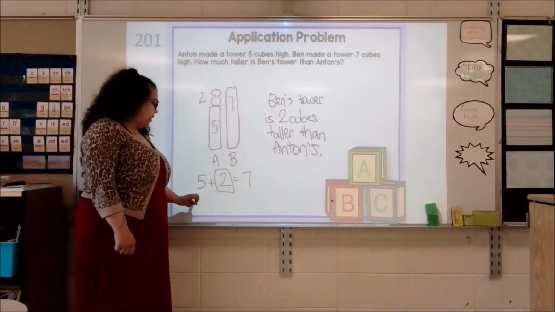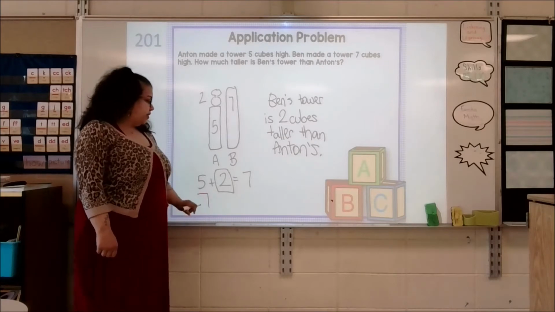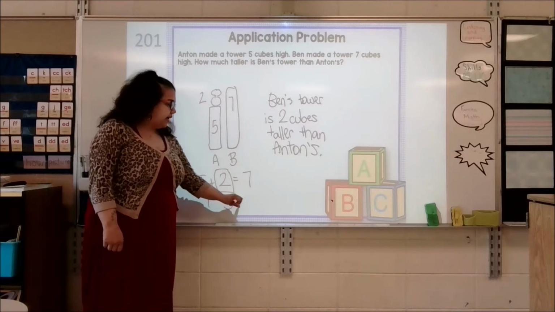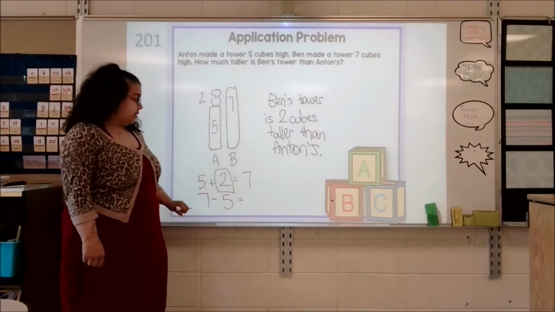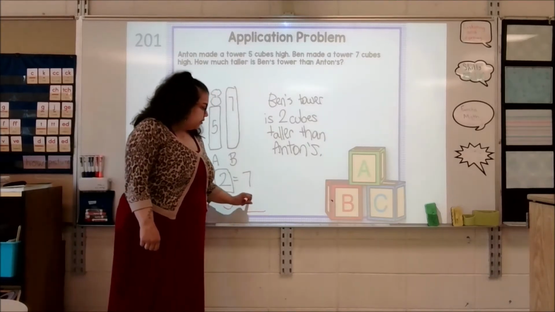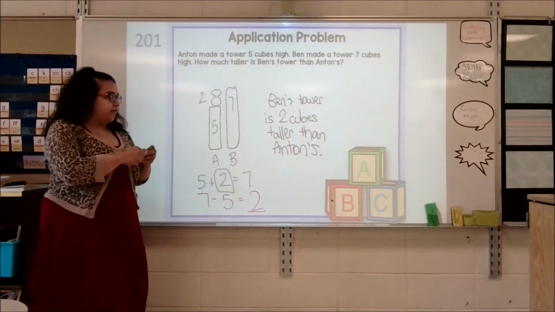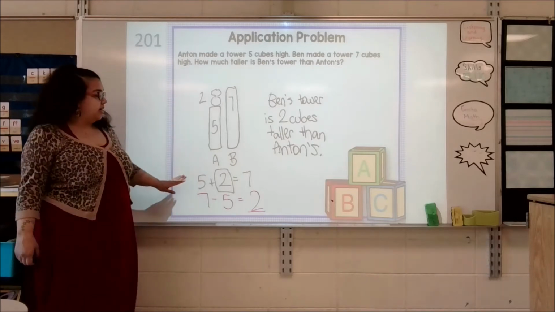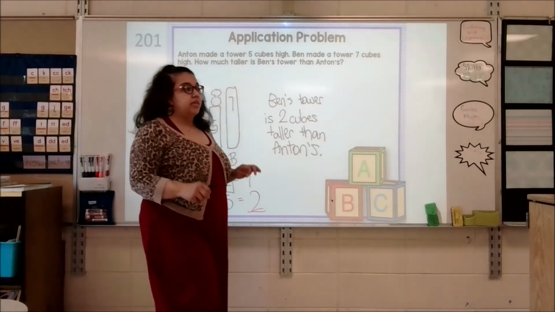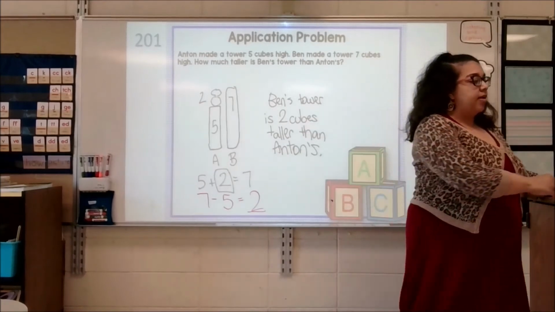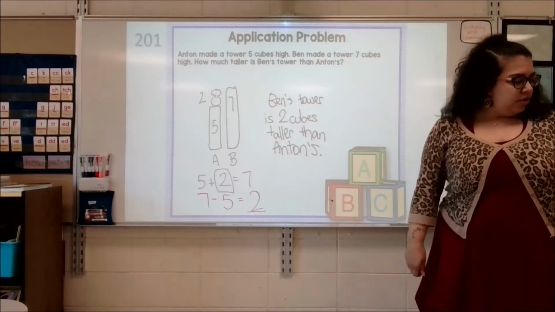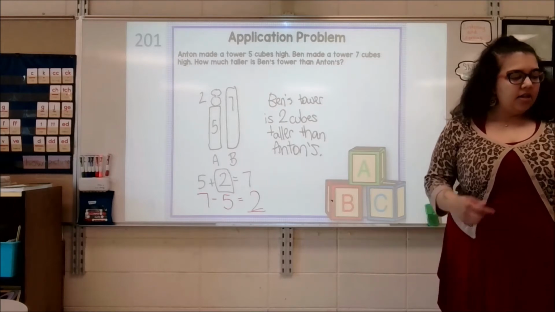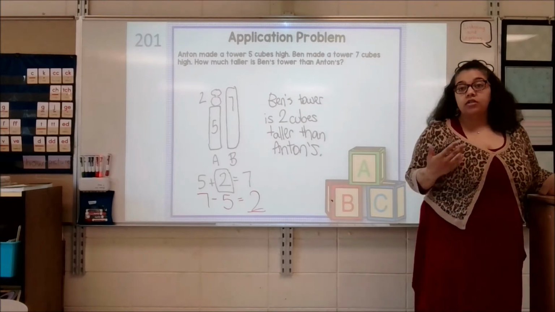We could take the 7 cubes of Ben's tower, subtract the 5 cubes of Anton's tower, and that would give us the same 2-cube difference. The same 2-cube difference. And the reason we can do that is because these both come from the same number bond. Same number bond. Good. So we can either add with a missing part or we can subtract to find our result, to find our answer.